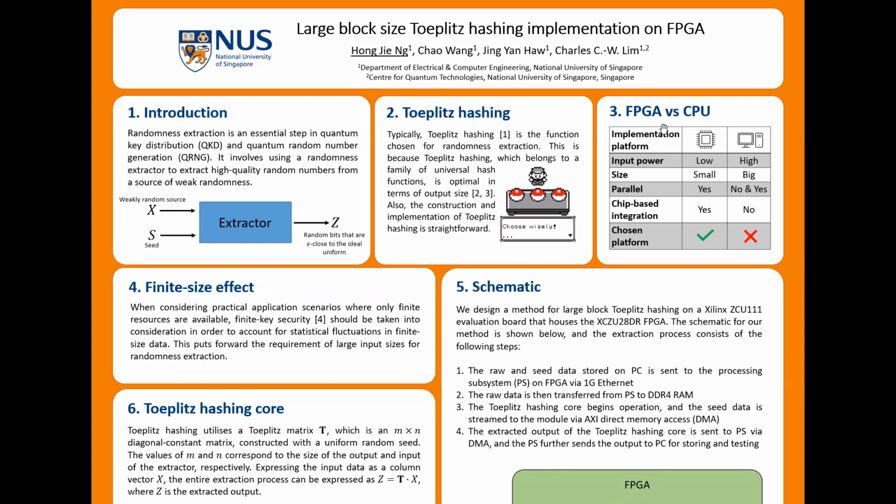For implementation platform, we have field programmable gate arrays, FPGAs, versus traditional central processing units, CPUs. For FPGAs, the input power is low, while CPUs draw high power. The size of an FPGA is small too, compared to a desktop CPU. FPGAs execute algorithms in a deeply parallel and pipelined manner, while CPUs are inherently sequential.